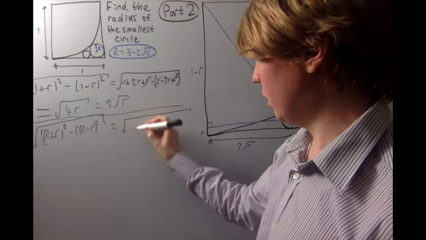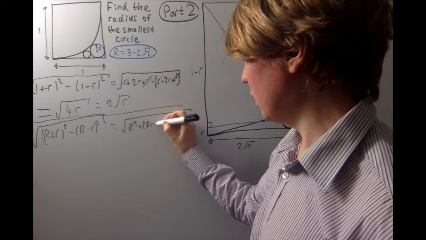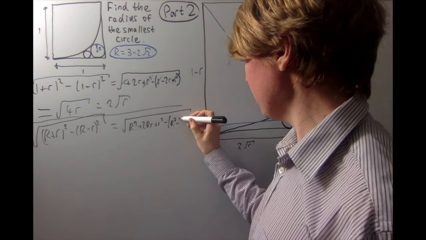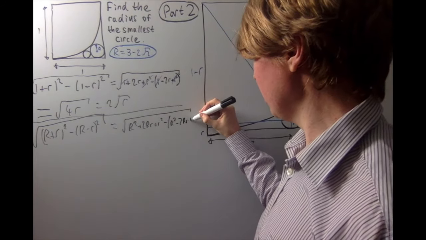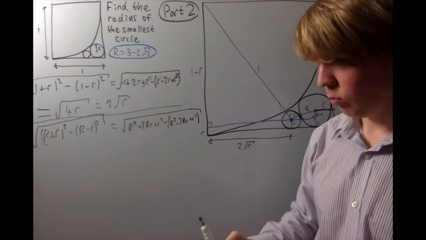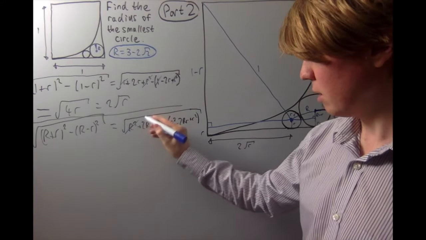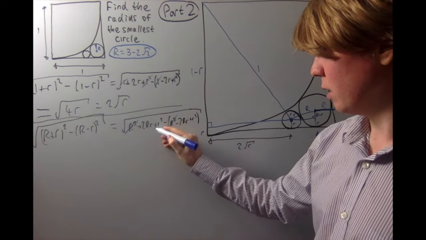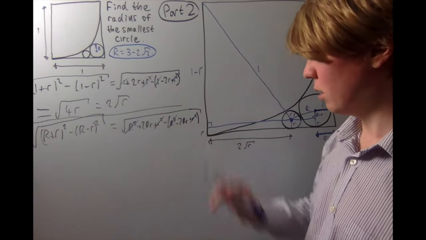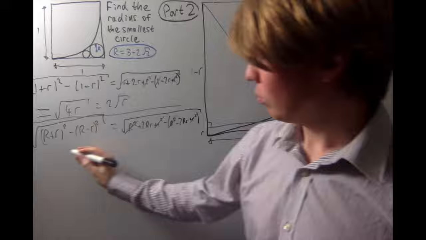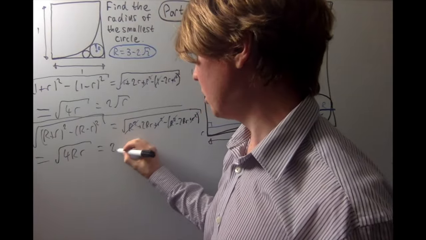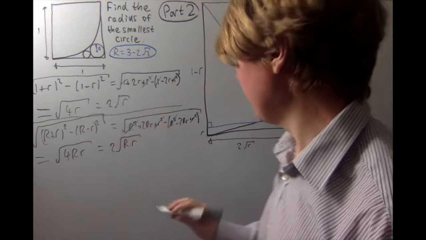So we'll expand, we'll do the squaring. R squared plus 2 big R little r plus small r squared, minus R squared minus 2 big R small r plus small r squared. And then, just as we did earlier, lots of things are going to cancel. This big R squared cancels with this one, this small r squared cancels with this one, and all we're left with is 2Rr plus another 2 big R little r. That gives us the square root of 4 big R little r, which is 2 root big R little r.